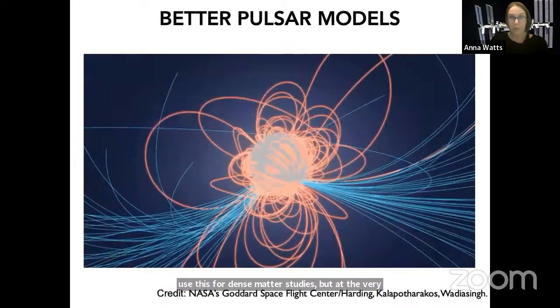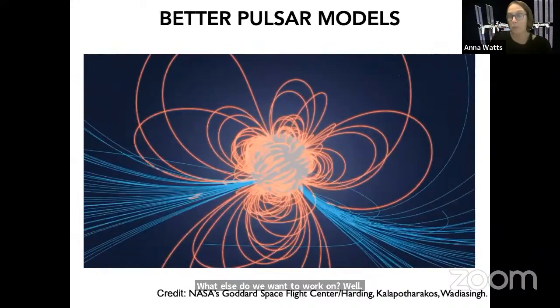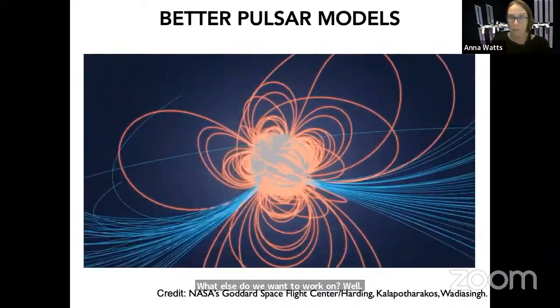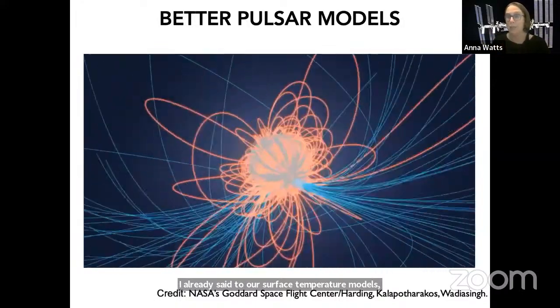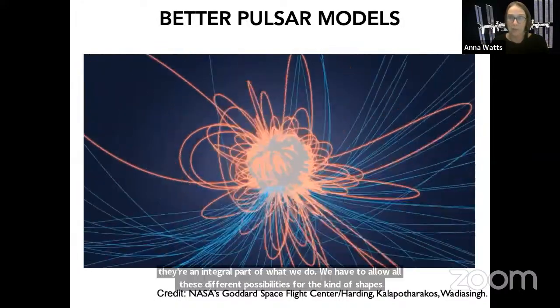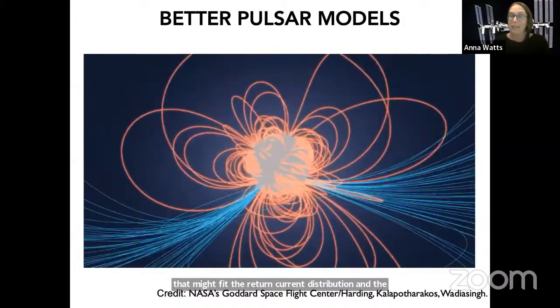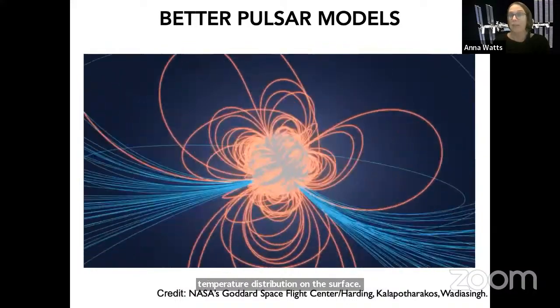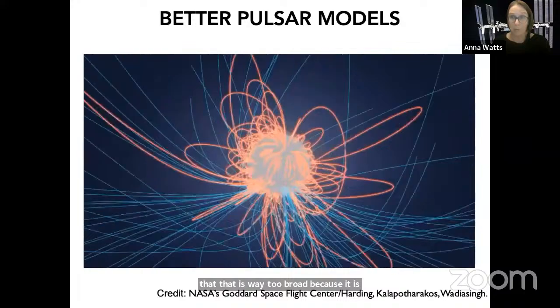What else do we want to work on? Well, I already said our surface temperature models are an integral part of what we do. We have to allow all these different possibilities for the kinds of shapes that might fit the return current distribution and the temperature distribution on the surface.